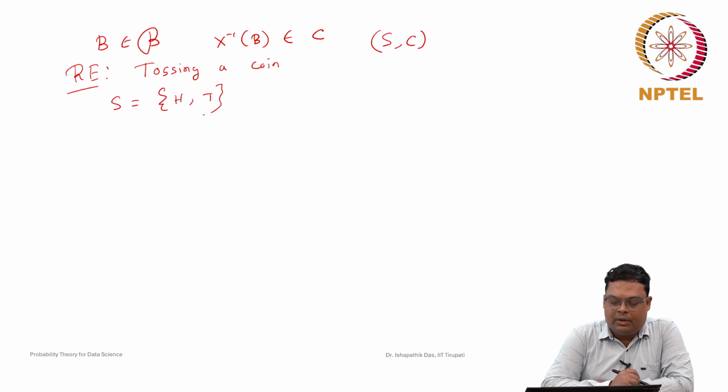Now we want to take a sigma field, suppose C is the power set. We discussed the power set: phi, S, then {H} and {T}. It contains all the subsets of S.